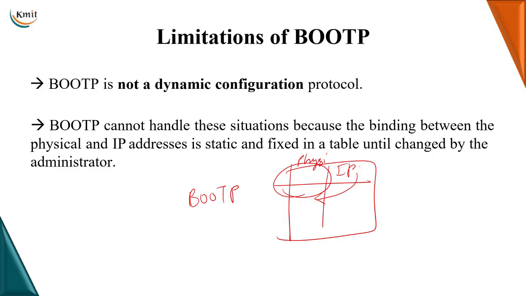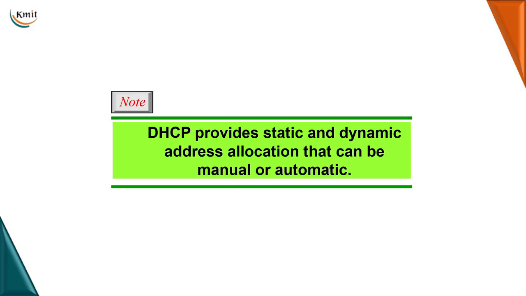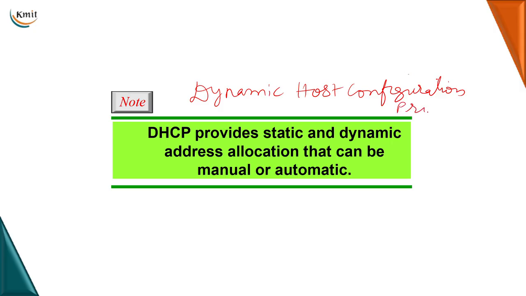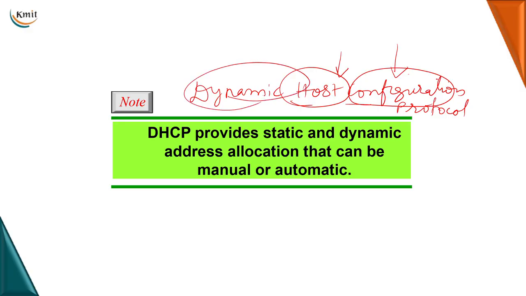So I will go with the next protocol, that is DHCP, Dynamic Host Configuration Protocol. The name itself will specify the functionality of this protocol. I have a host which wants to configure its IP address dynamically. That is why it is called Dynamic Host Configuration Protocol. A host is looking for an IP configuration to be done dynamically.